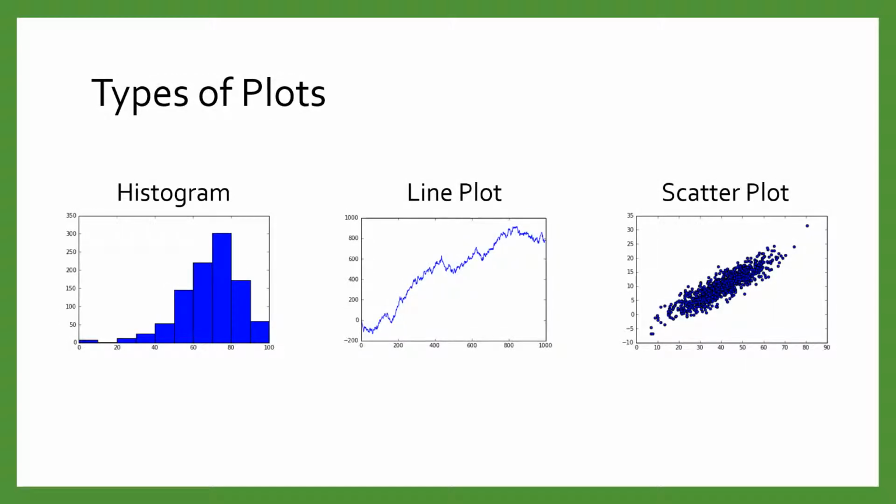There are three kinds of plots that we'll learn about. Each of the plots shown take in a list of numbers. Matplotlib actually has many other kinds of plots. To create other kinds of plots, you can refer to the documentation.